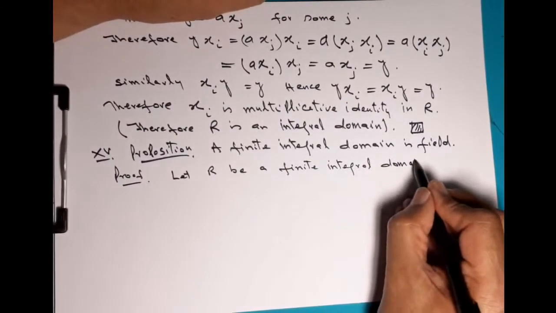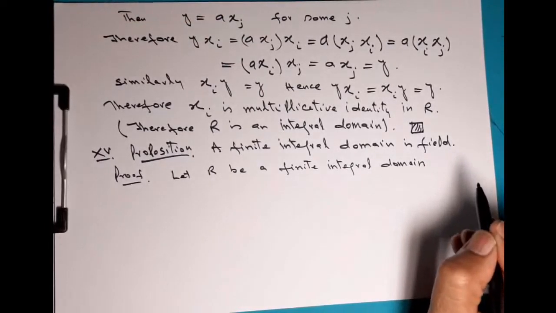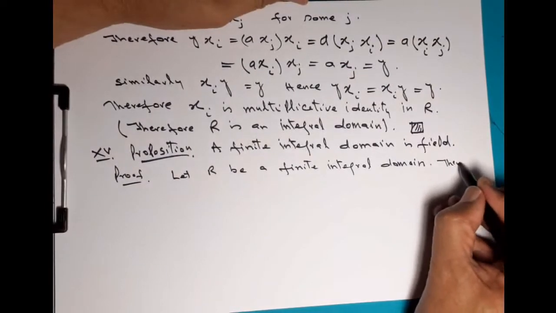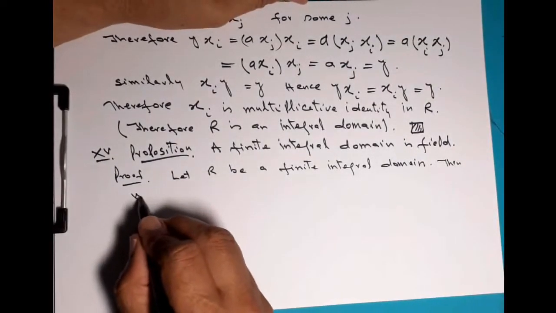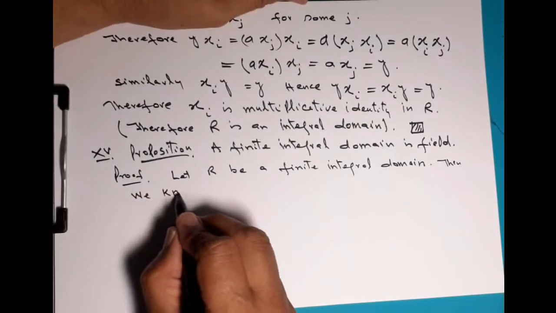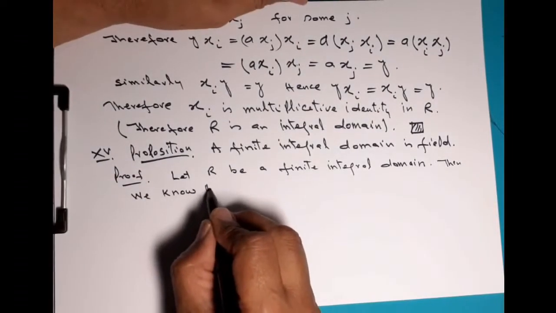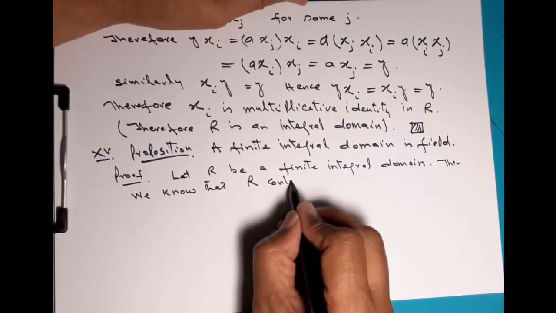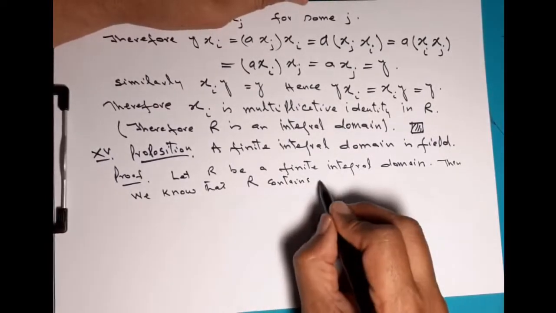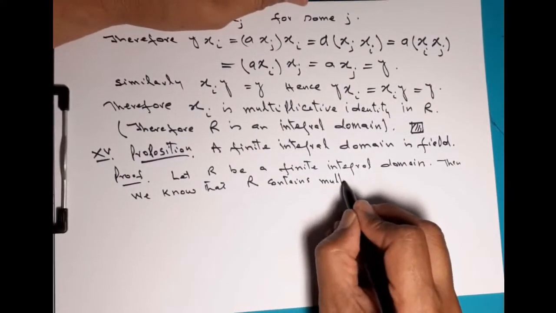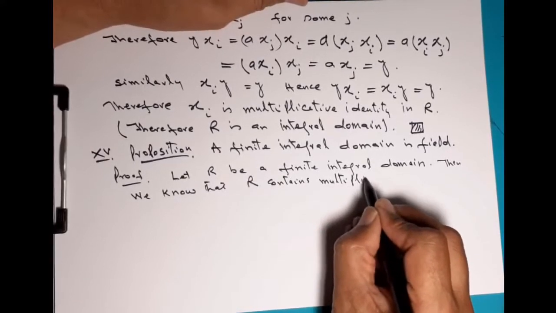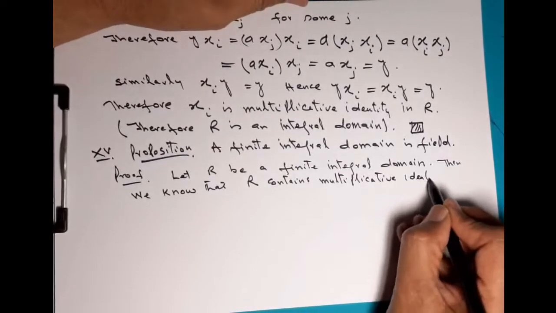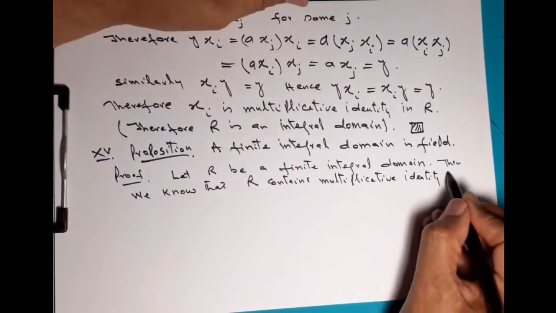So this is a commutative ring with identity. So let R be a finite integral domain. Then we know that R contains a multiplicative identity, we write it as 1. Multiplicative identity 1.